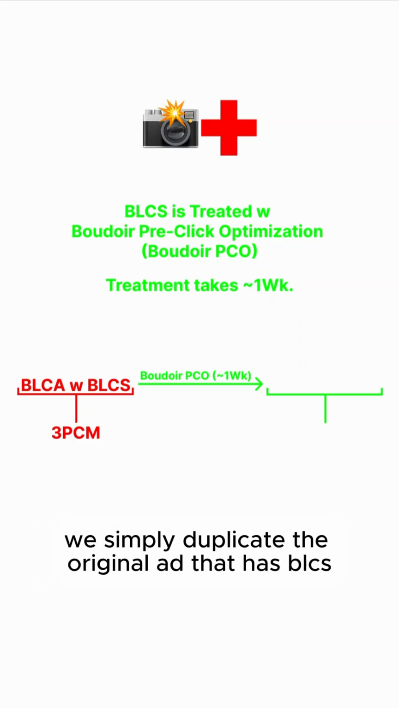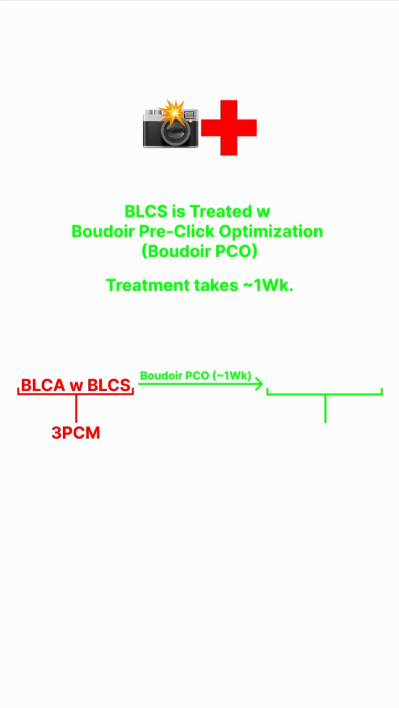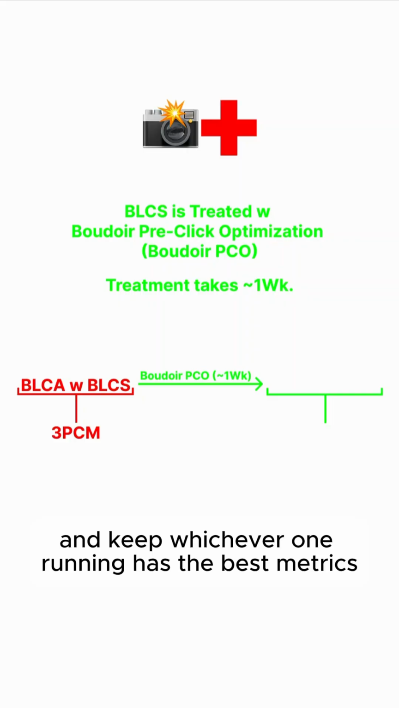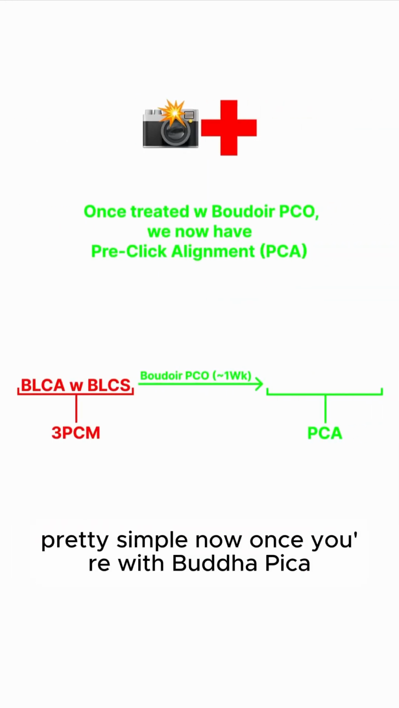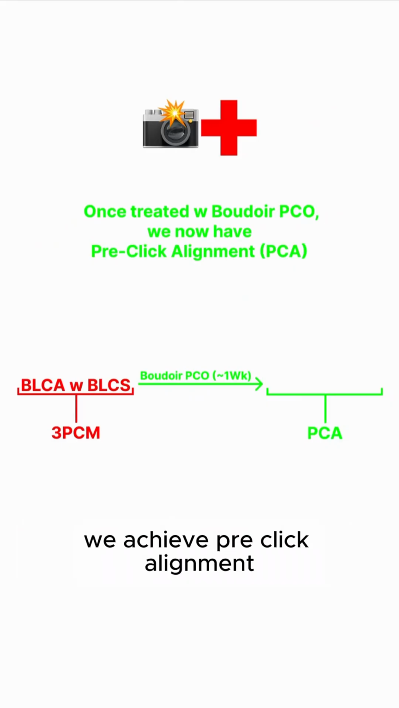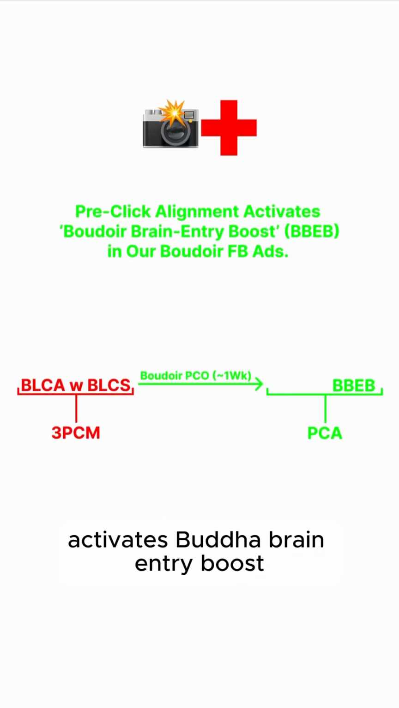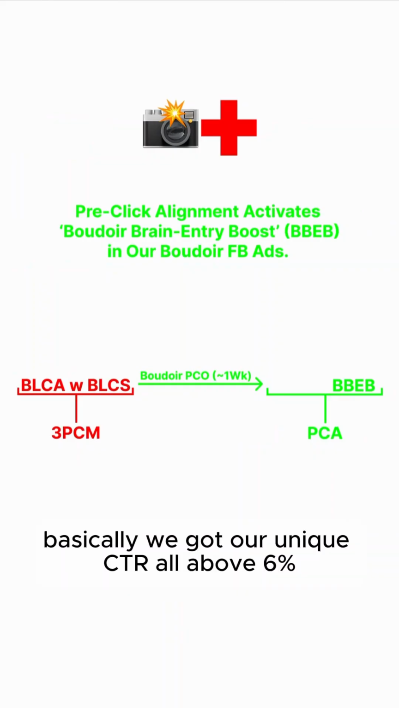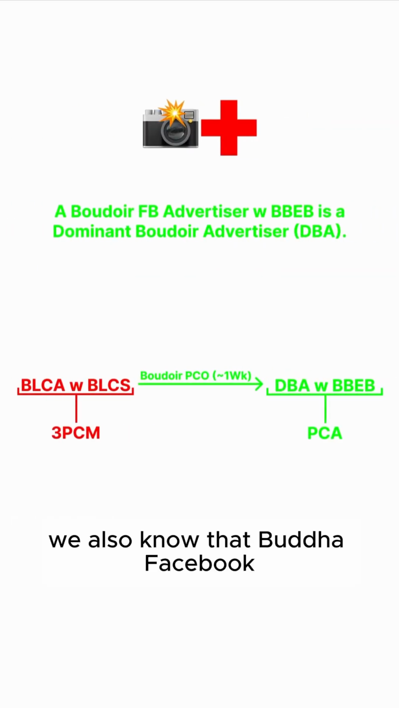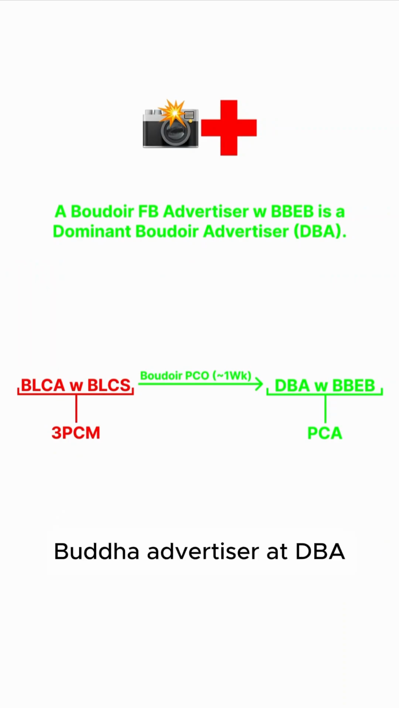We simply duplicate the original ad that has BLCS, and we treat the duplicated one with Boudoir Pico, run them in parallel, and keep whichever one has the best metrics. Pretty simple. Now, once treated with Boudoir Pico, we have pre-click alignment, PCA. So we get rid of the 3 pre-click mistakes. We achieve pre-click alignment, and pre-click alignment activates Boudoir brain entry boost in our Boudoir Facebook ads. Basically, we got our unique CTR all above 6%.